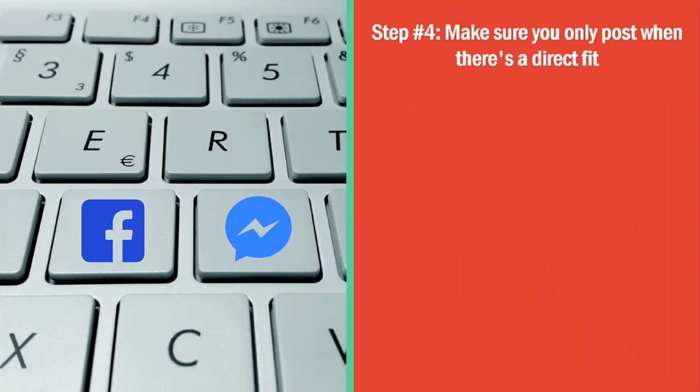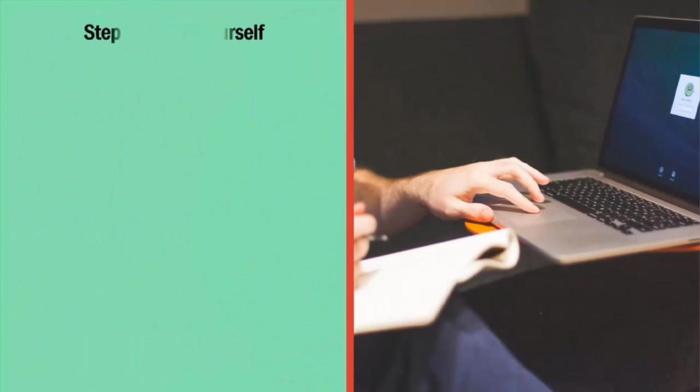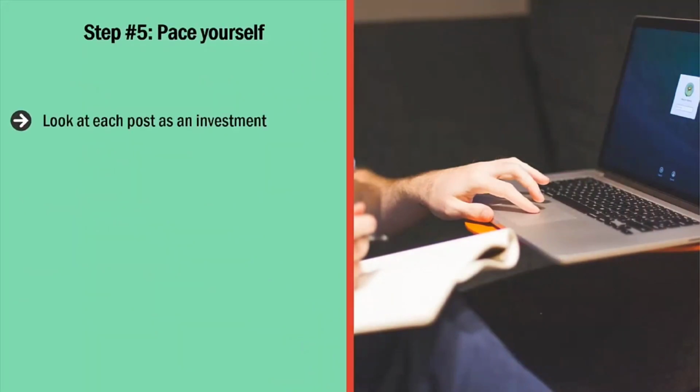Step number 4, make sure you only post when there's a direct fit. I can't repeat this enough. You must only post comments on a blog post that directly fit your niche. There also has to be a natural progression from your level 1 content to whatever content you're commenting on. Step number 5, pace yourself. Look at each post as an investment. It's going to take you some time to craft a winning comment. You can't rush through this.